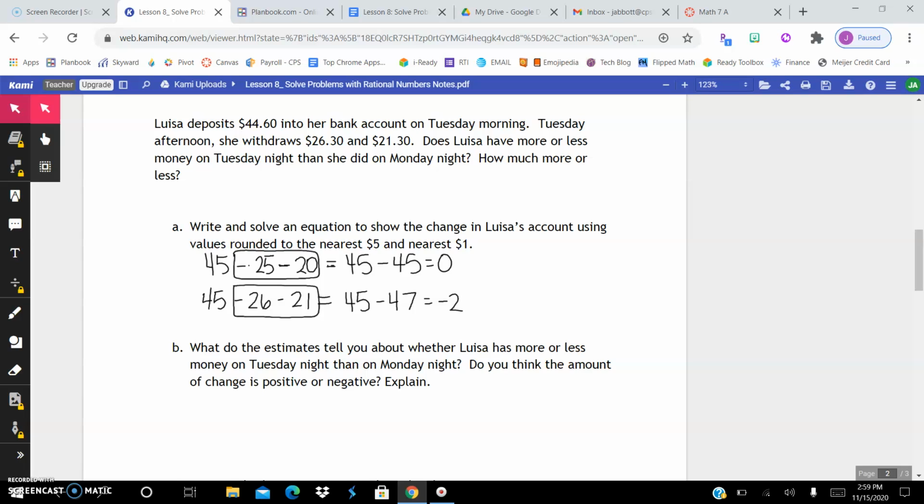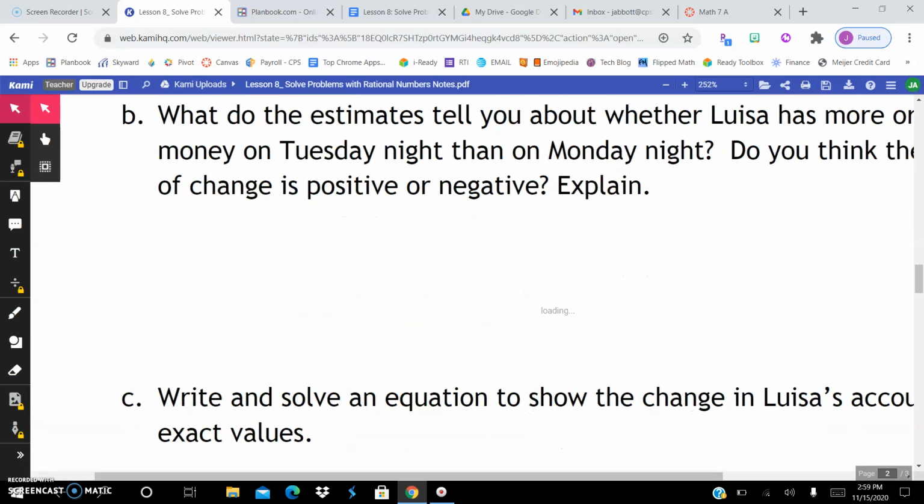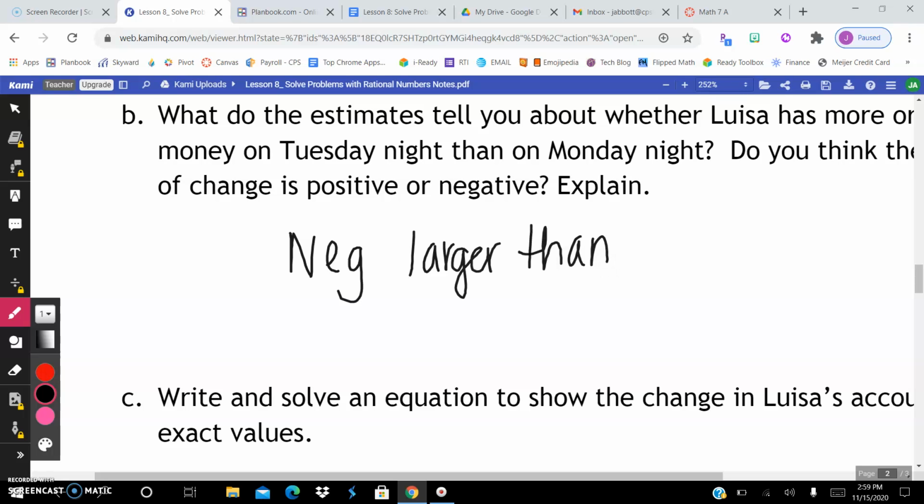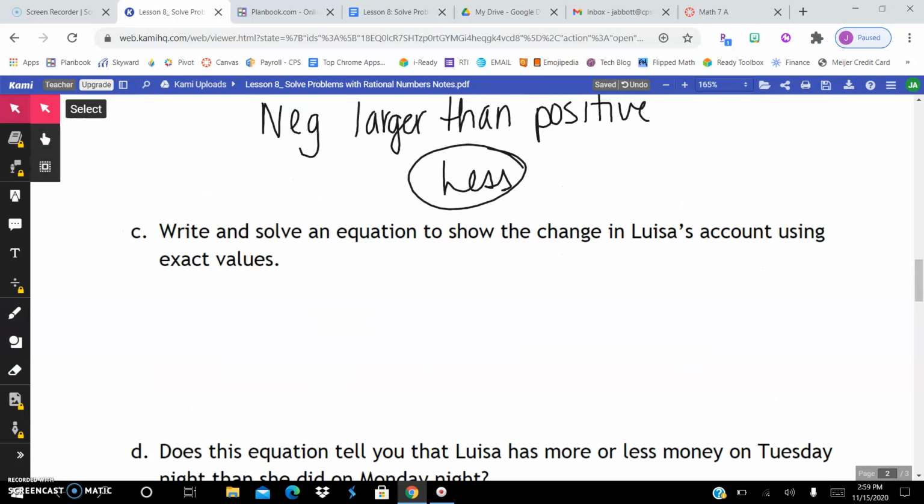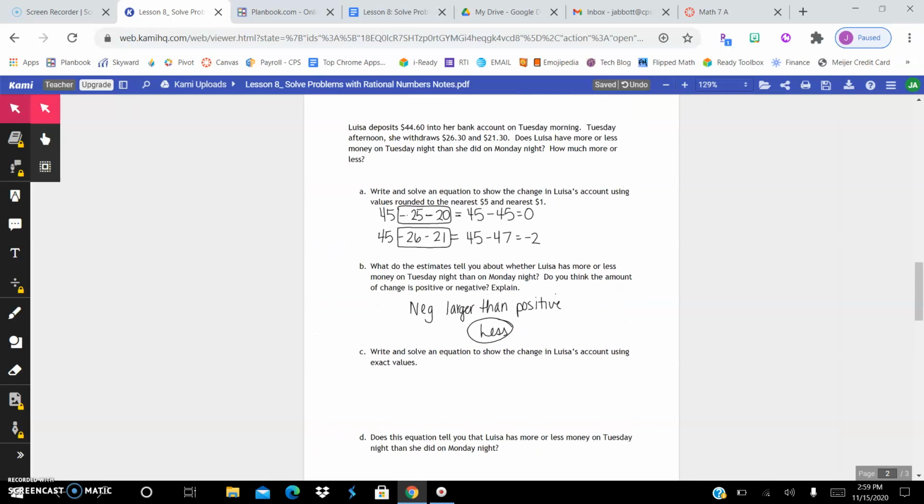Just a little bit, but looking at our rounding and how much we rounded, the negatives were bigger than the positive change. So the negatives are larger than the positive. So I'm going to guess that she is less. Now write and solve the equation to show the change in using exact values.